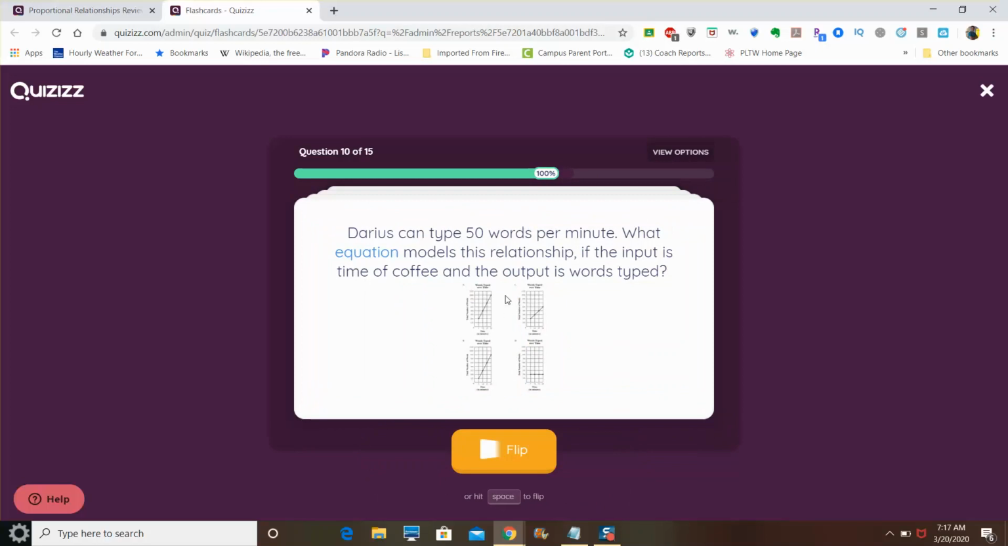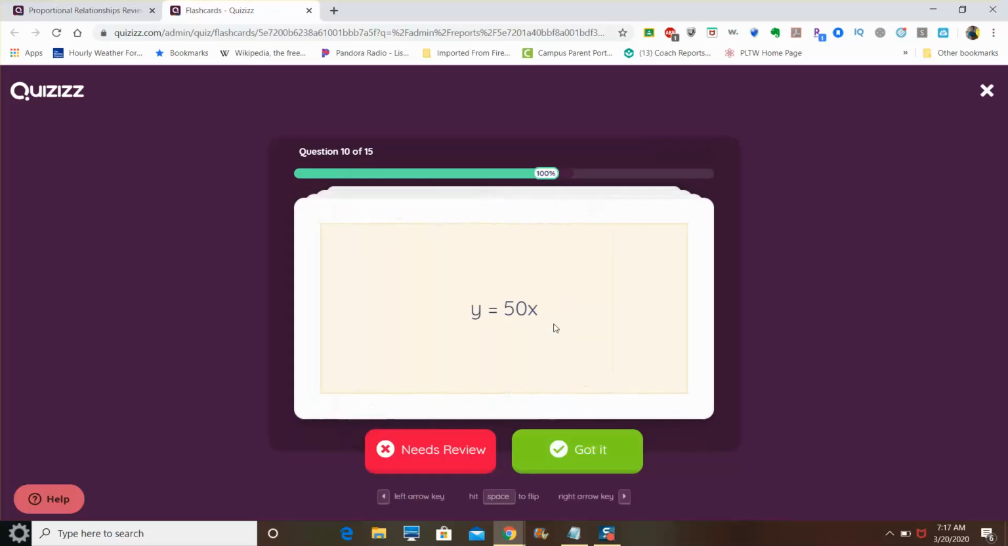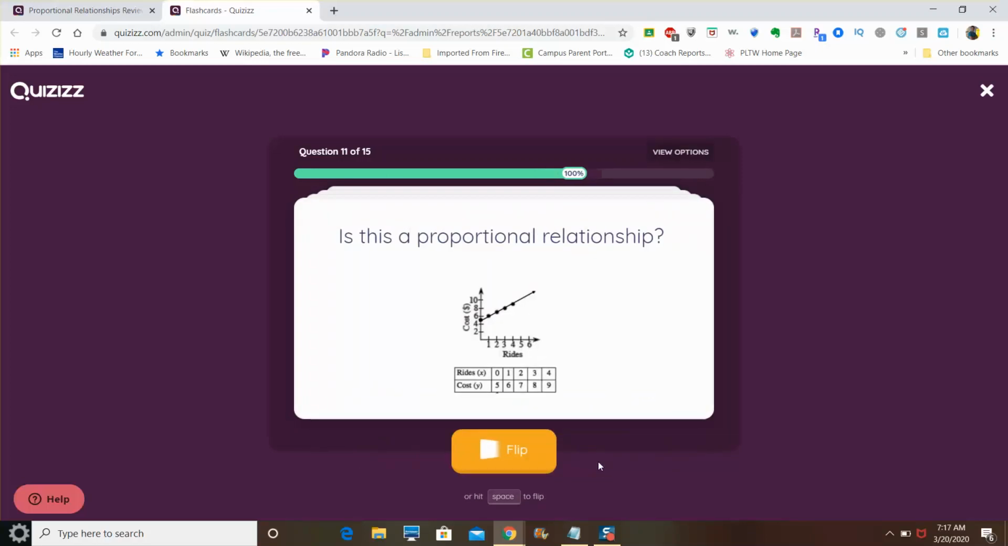Here's another one. If we can type 50 words, we can do the equation of this. We don't need the graphs. Darius can type 50 words per minute. What equation models this relationship if the input is time of coffee and output is words typed? Time of coffee. Who wrote this question? Somebody who clearly needed some coffee. Anyway, the equation that models this relationship, it's 50 words per minute, y equals 50x, or some form of that. We don't know the answer choices, but y equals 50x is the correct answer choice.